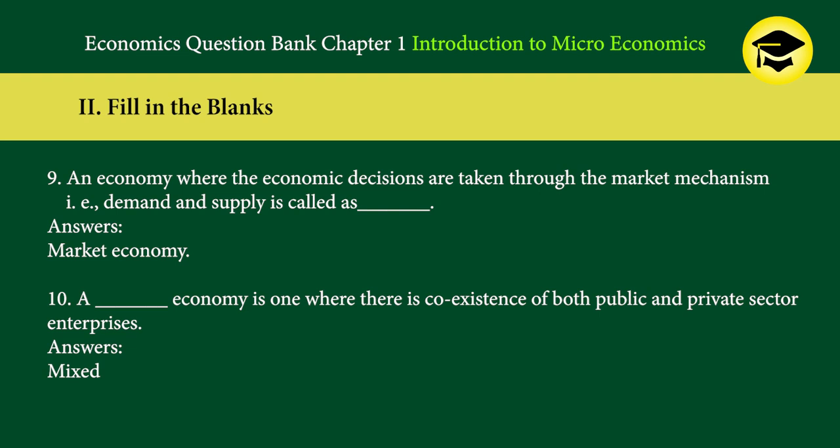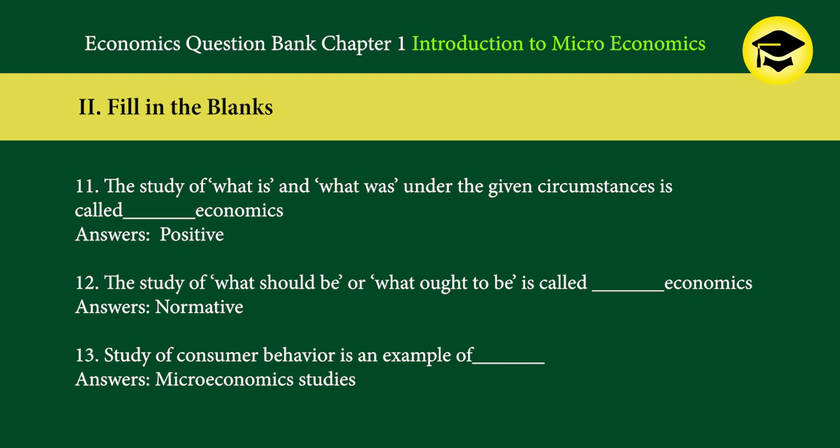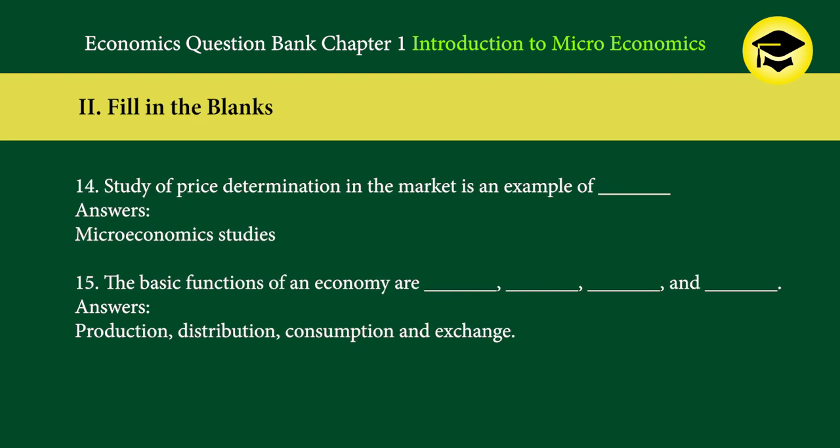Answers, mixed. 11. The study of what is and what was under the given circumstances is called blank economics. Answers, positive. 12. The study of what should be or what ought to be is called blank economics. Answers, normative. 13. Study of consumer behavior is an example of blank. Answers, microeconomics studies. 14. Study of price determination in the market is an example of blank.